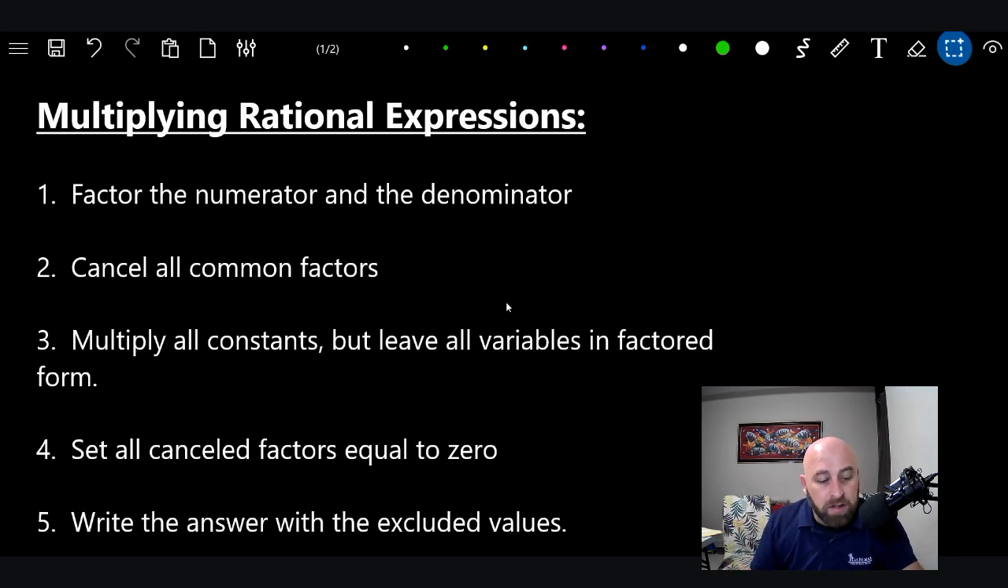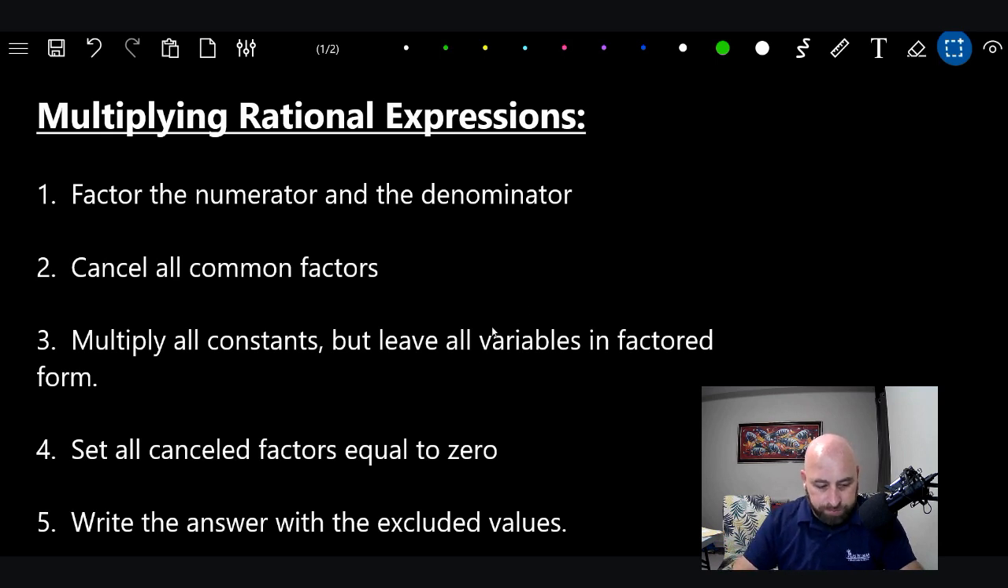You're right. Number three, multiply all constants but leave all variables in factored form. Okay, that's a little different. That's a new step right there. So what is this going to look like? After we're done canceling everything, we are going to multiply the leftovers, whatever's left. However, we only want to multiply the numbers, the constants. The letters, the binomials, the trinomials, we're going to leave all those alone. We're just going to set those aside. So that's not as bad as you think.